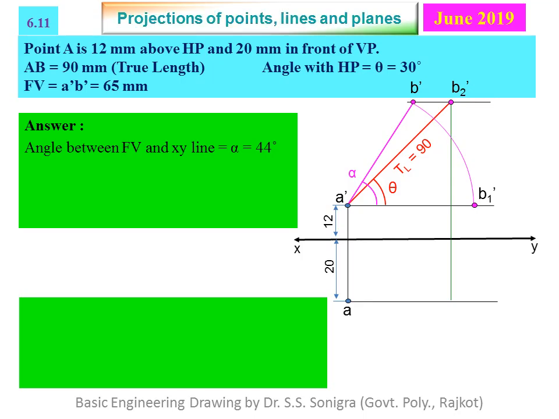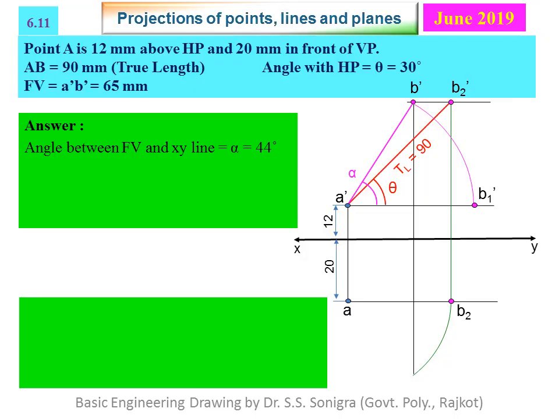Now to draw next step, draw a vertical line from point B2 dash. Here we can draw vertical line from this point, that will cut locus of point A at this point. Name that point as point B2. Then take A as a center, AB2 as a radius, draw an arc.